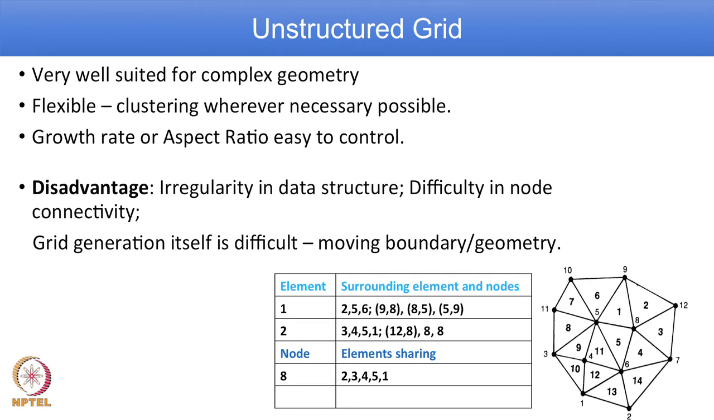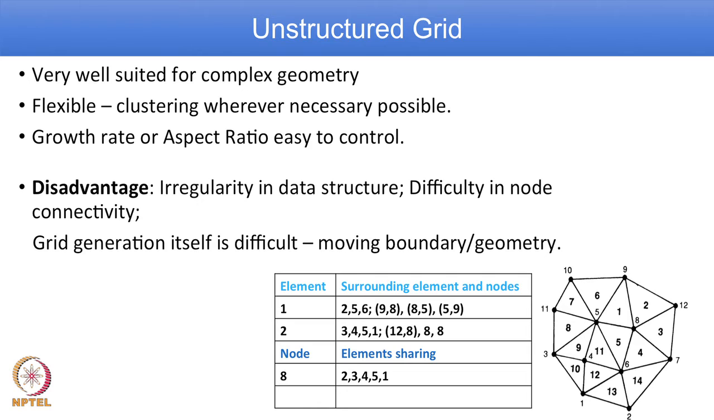There is also another way of writing. For example, node 8 is shared by 5 elements, in this case 1, 2, 3, 4, 5. So, you can also build a table like this: node 8 is shared by elements 2, 3, 4, 5, 1, if I go in this cyclic order. So, one has to build a table explaining nodal connectivity and elemental connectivity. Such a complex situation is there for unstructured grid.